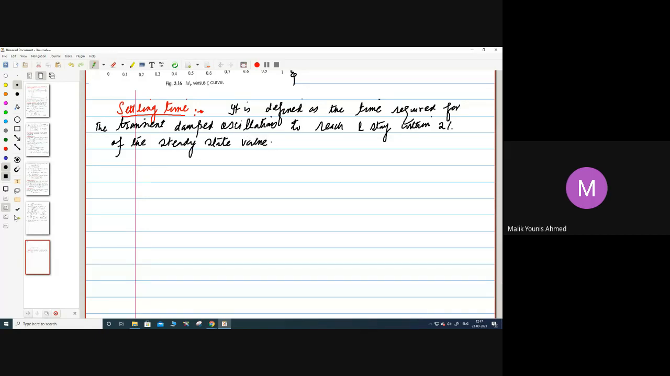So it is just a time, but we have to see what type. This is for the transient specifications. Transient damped oscillations, when we start to move towards the steady state time, then it should what? Once we have passed this transient time, then it should reach there and stay within the 2% of the final value. The final value means steady state value.